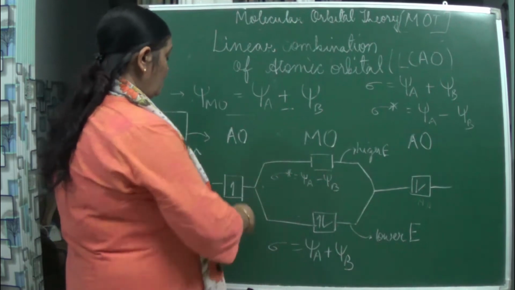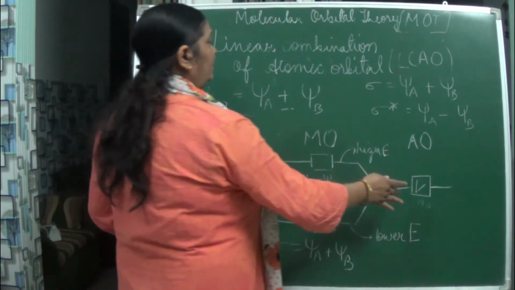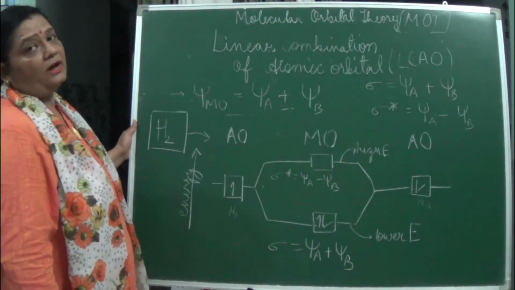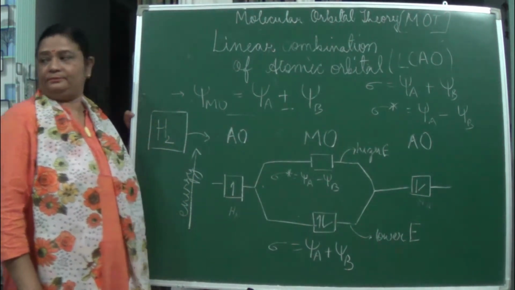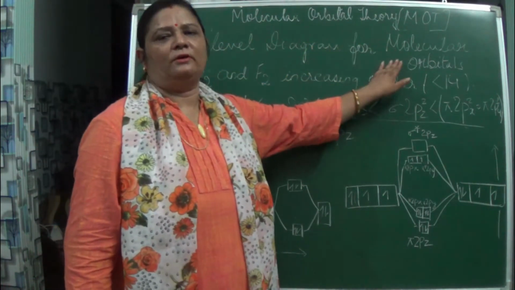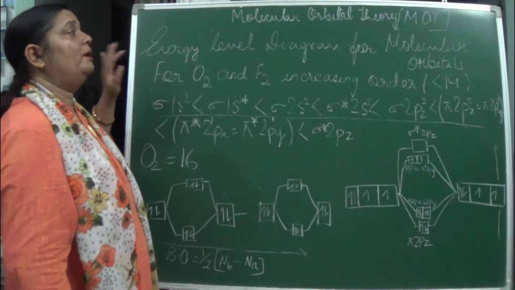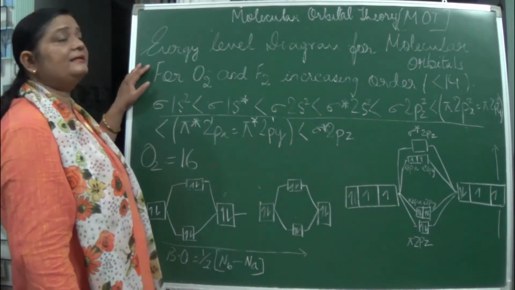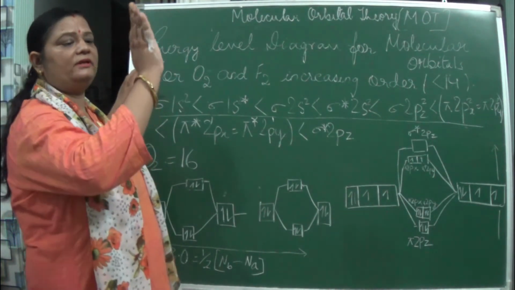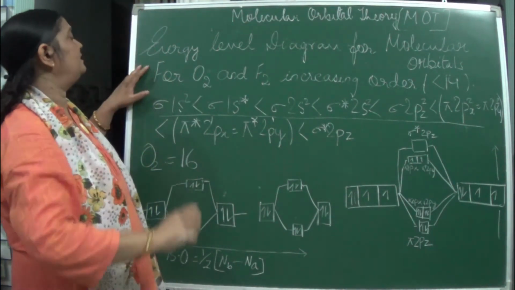So this is how orbitals can combine together, and this is only the linear combination of atomic orbitals. Now we are going to study the energy level diagrams of the molecular orbitals. It means how the electrons are arranged in the molecular orbitals according to the energy level, that is, according to increasing energy level.